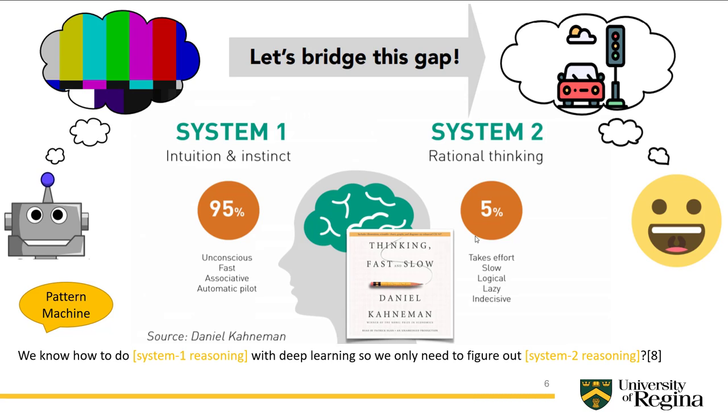easier for humans and machines to understand and find the meaning of the sentence and the conversation, and we know how to do System 1 reasoning with deep learning, so we only need to figure out System 2 reasoning, and this means we need to bridge the gap between System 1 and System 2. Sometimes System 2 is hard for humans to catch.